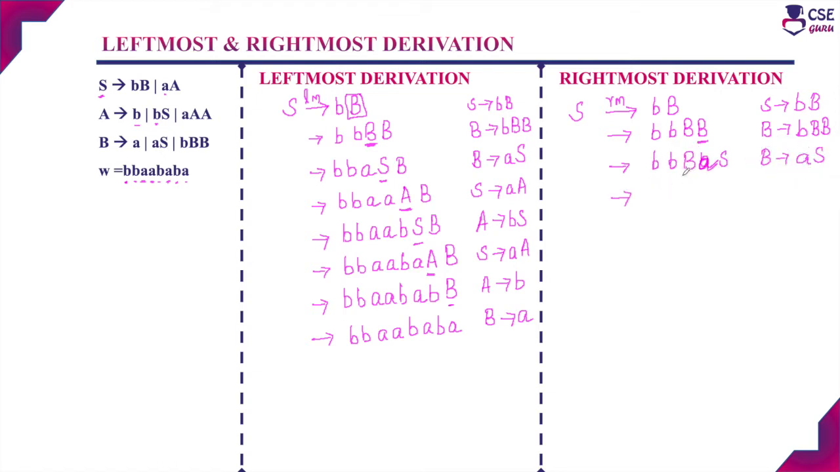Next, there are two non-terminals. Choose the rightmost non-terminal S and apply the production rule. For this non-terminal, there are two production rules, BB and AA. Checking the order of the string, we have to get A after A, B. So I will choose the production rule S tends to BB.